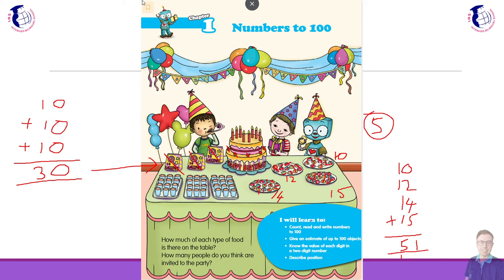So hopefully you counted the same as well. And there's no more food on the table. There are some drinks.